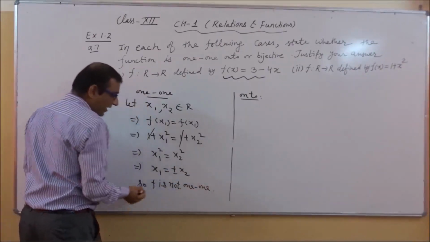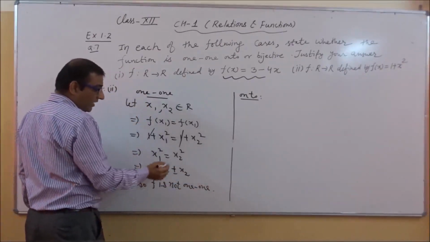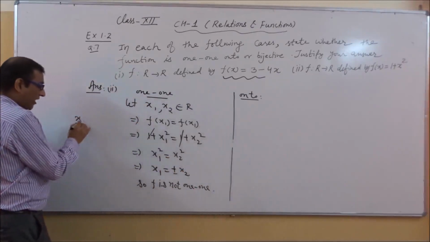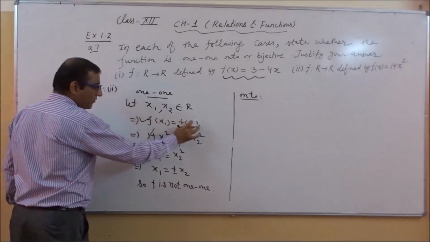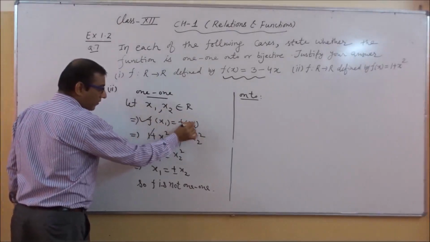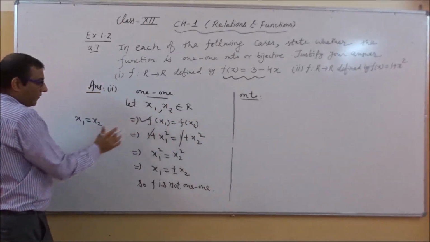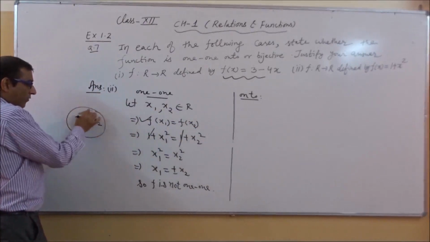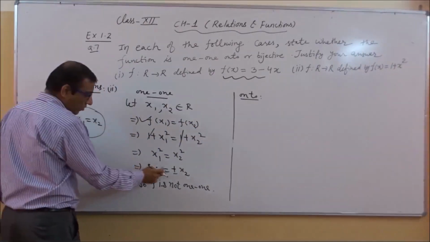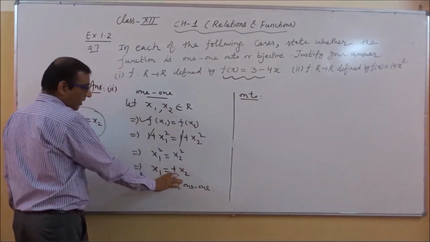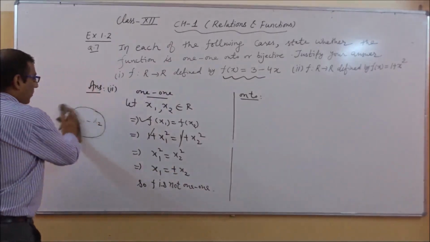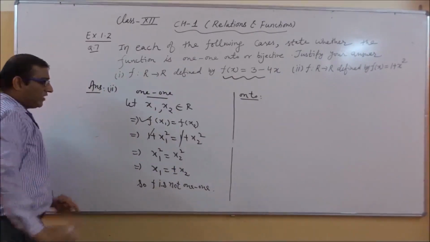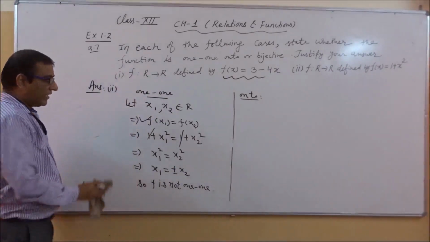And why is it not 1-1? Because we want only x1 = x2. As per the definition of 1-1, if f(x1) = f(x2), then we want only x1 = x2. But here x1 = ± x2. That's why we can say this function is not 1-1. So definitely, if the given function is not 1-1, it is not bijective.